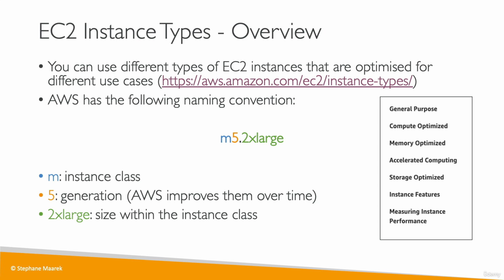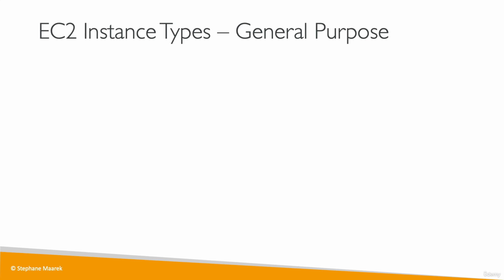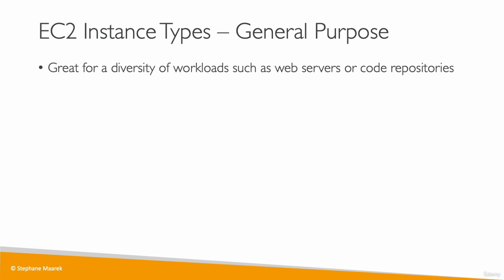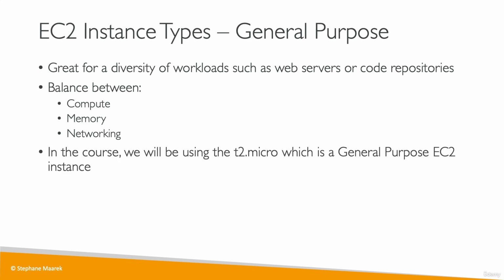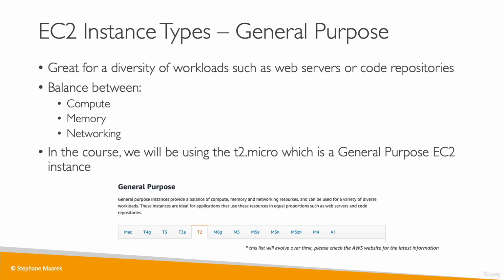So from an exam perspective, what do you need to know? Well, we'll talk about a few different instance types. You have general purpose, which is great for a diversity of workloads such as web servers or code repositories. They have a good balance between compute, memory, and networking. In this course, we'll be using general purpose instances, the T2 micro, which is the free tier general purpose instance. On the website I just showed you, you will see all the different general purpose instance types. This will evolve over time, so I won't update this slide, but you can always refer back to the AWS website to check what instances are in the general purpose family.